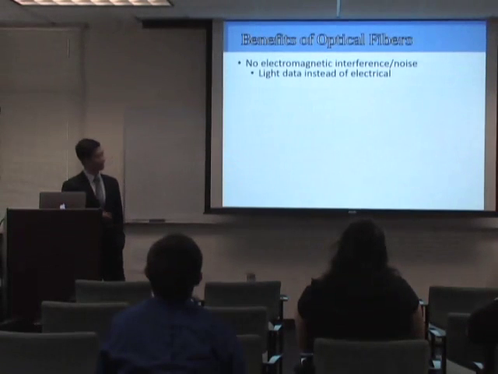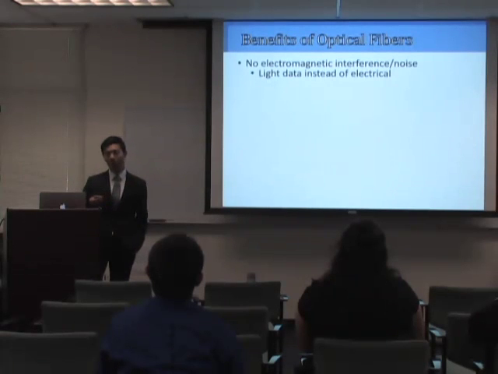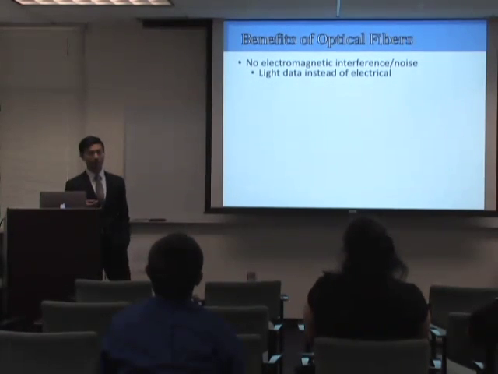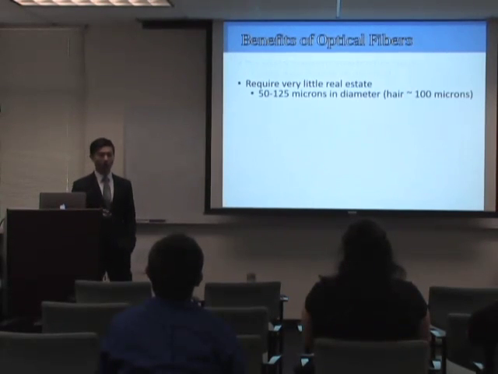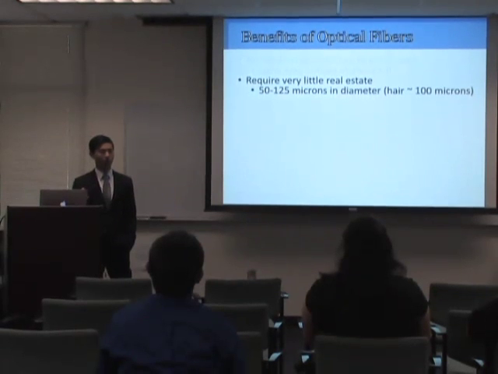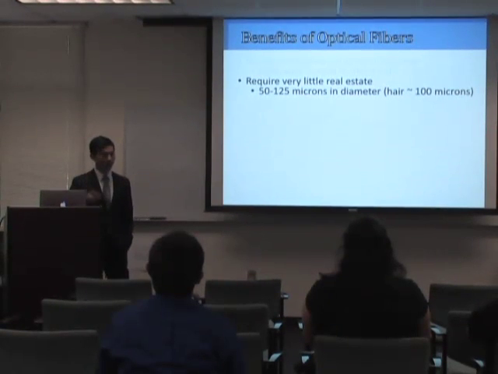So, why should we use optical fibers in the first place? Optical fibers use light to transmit data, and that means there's no electromagnetic interference or noise, because noise is one of the biggest hindrances in data transmission today. They require very little real estate. They're about the width of your hair, and the devices I'll be designing are even smaller, so that would be good.